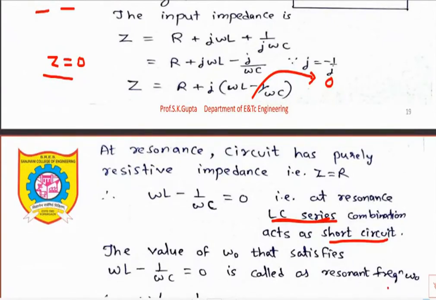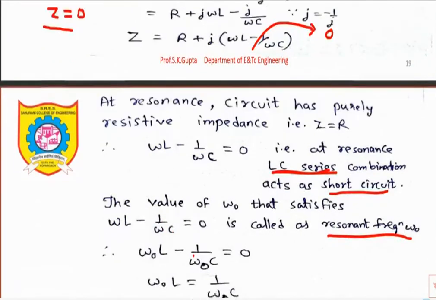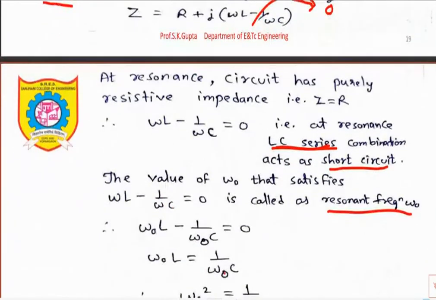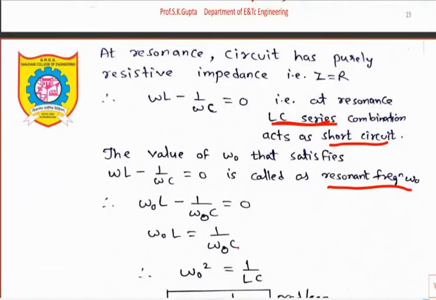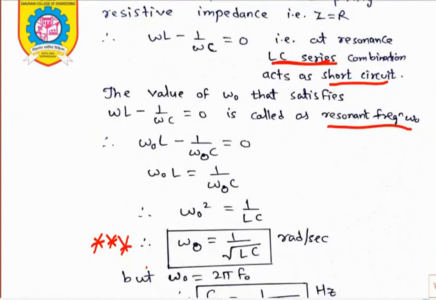So let's derive the expression for resonant frequency. In place of omega, put omega naught. So this becomes omega naught L minus 1 upon omega naught C equal to 0. That means omega naught L equal to 1 upon omega naught C, omega naught square equal to 1 by LC, and omega naught is 1 upon under root LC radian per second. Very important expression: resonant frequency equals 1 upon under root LC.